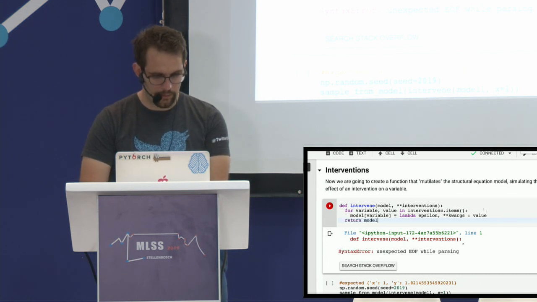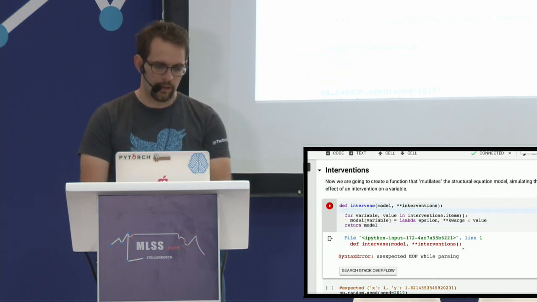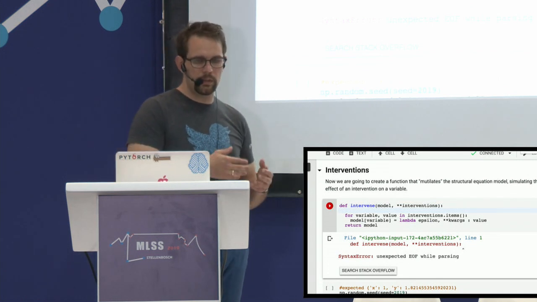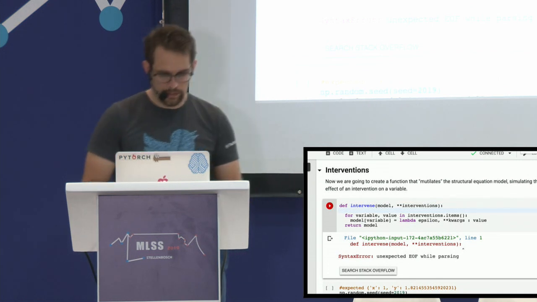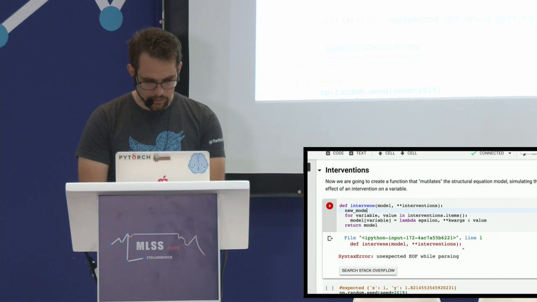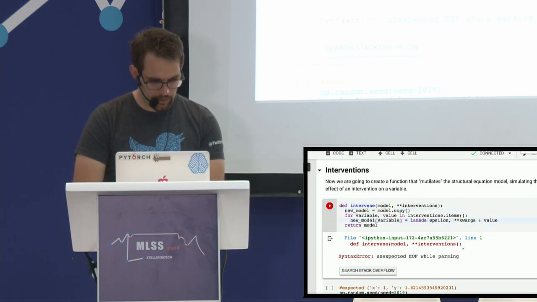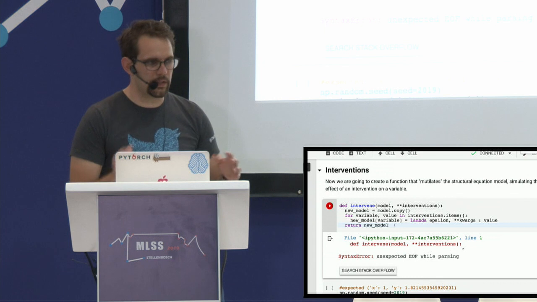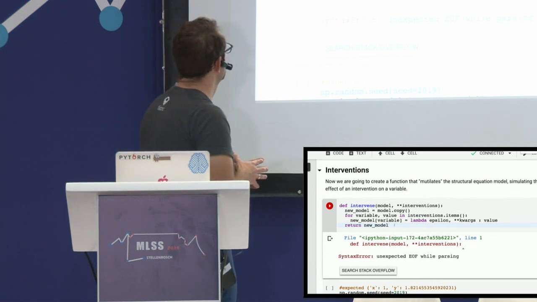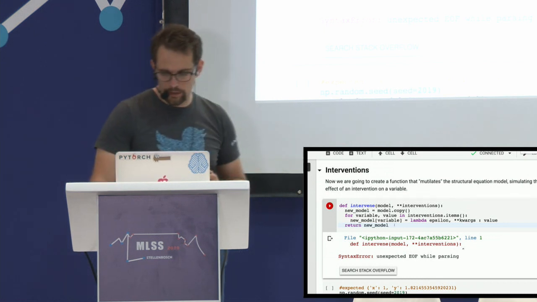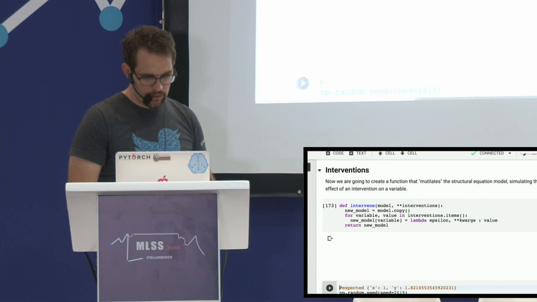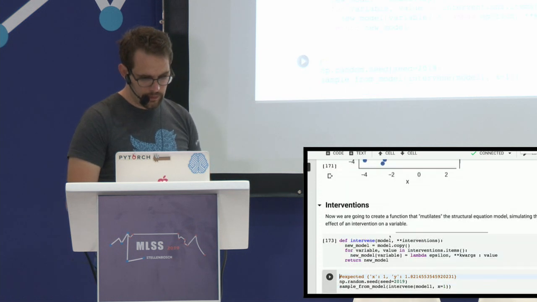And then I'm going to say return model. Oh yeah, one other thing that I want to do is I don't want to actually do this on the model itself. I want to return a copy of the model. So let's say new model equals model copy. And hopefully this is how it's supposed to work. So this is just making sure that I'm not modifying the original model itself.